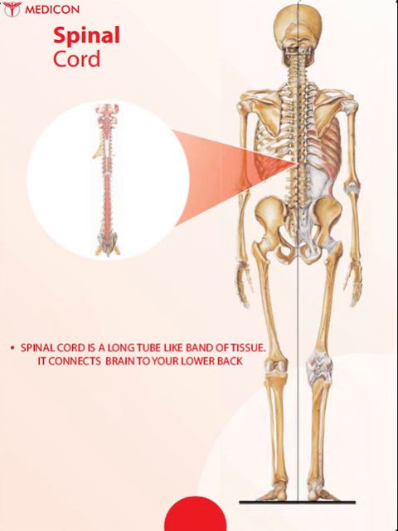The brain and spinal cord are your body's central nervous system. The brain is the command center for your body, and the spinal cord is the pathway for messages sent by the brain to the body.